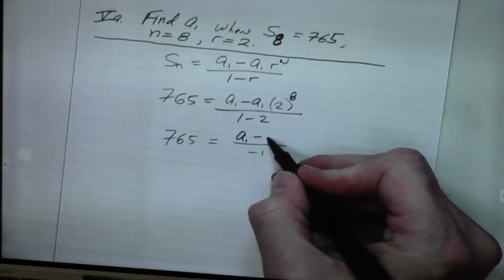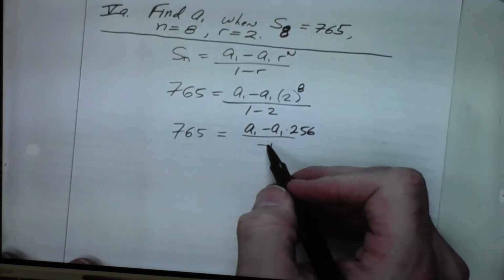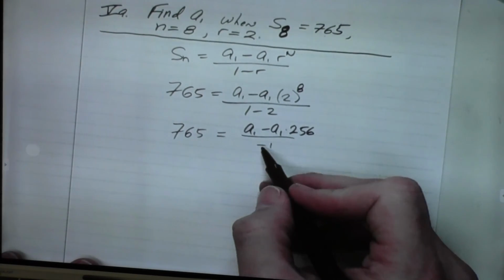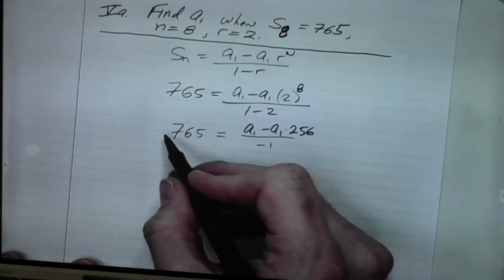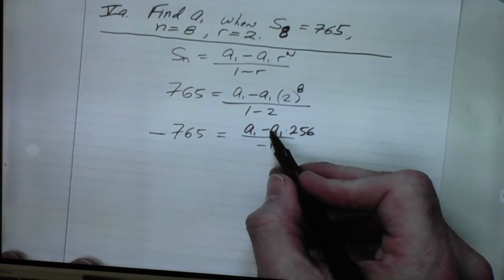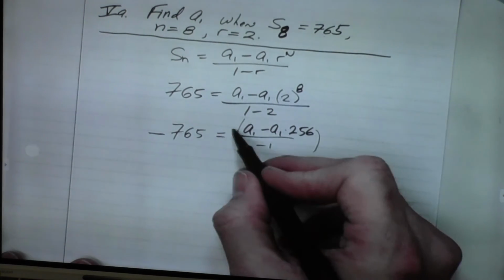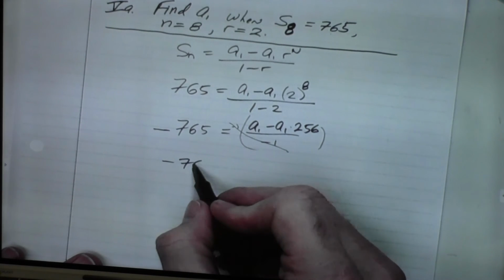So A1 minus A1 times 256. The negative is not a big deal. We just multiply both sides by a negative. That's a negative in front. This will become negative 765. This does not change here because multiplying by a negative 1 over here, and that just goes away. So what I have is this.